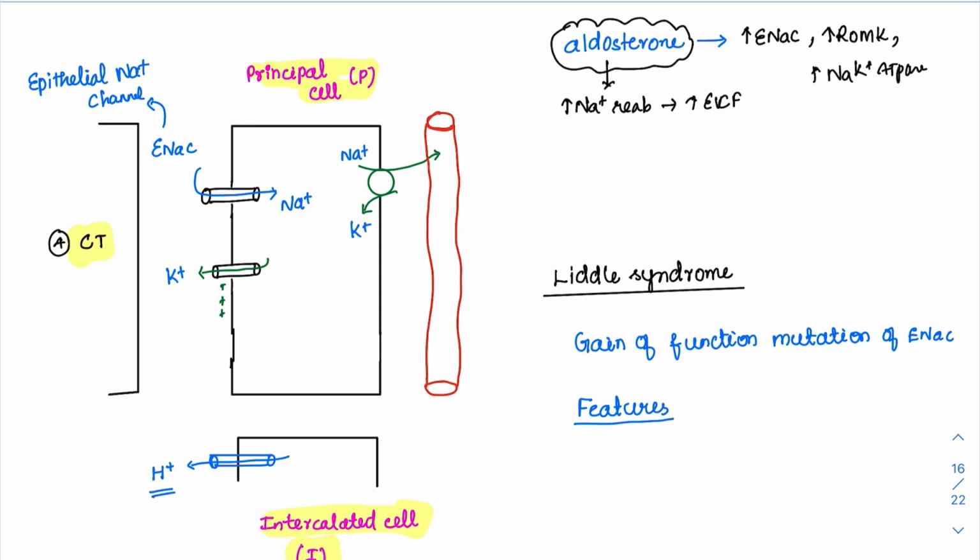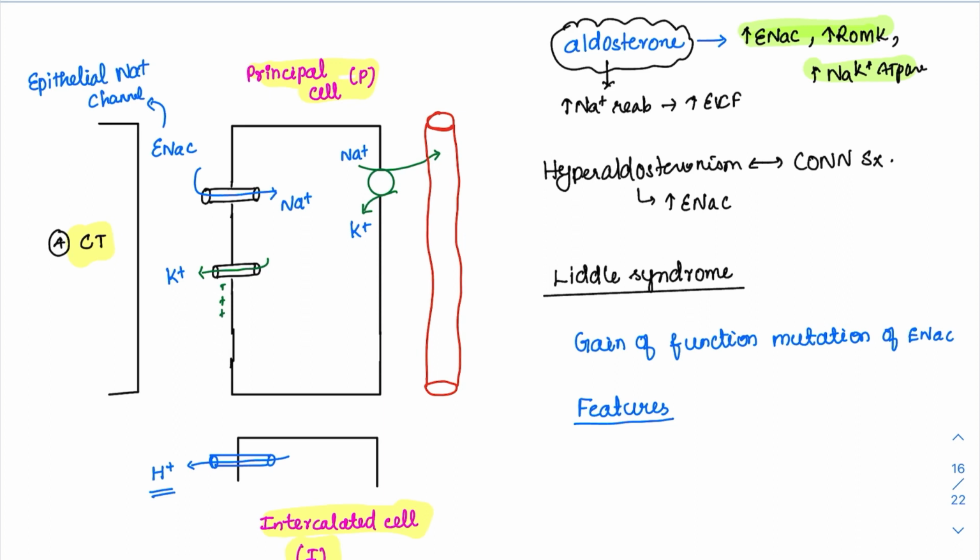But whenever the aldosterone level is increased too much, the activity of all the channels is increased and the person will have increased volume. In case of hyperaldosteronism, which we will be discussing again in endocrinology, also called Conn syndrome, there is an increase in activity of ENaC channels, as well as ROMK as well as the sodium potassium ATPase.